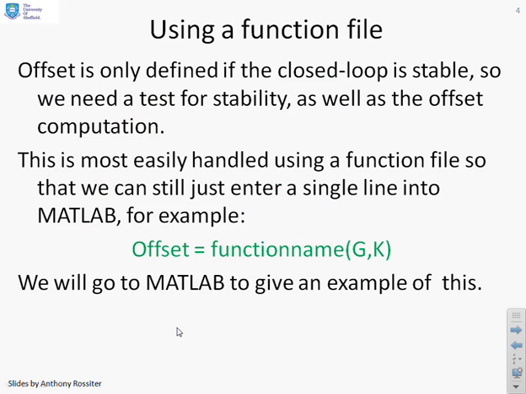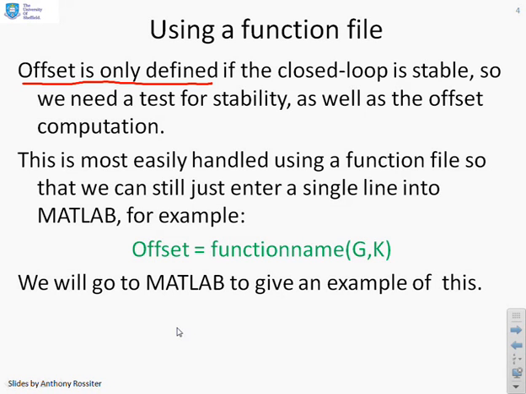Now, a little bit of a warning. Offset is only defined if the closed loop is stable, because otherwise, clearly the output's going off to infinity and the offset will too. So the offset formula doesn't recognise this and gives you a number anyway. So we need to check for stability separately.